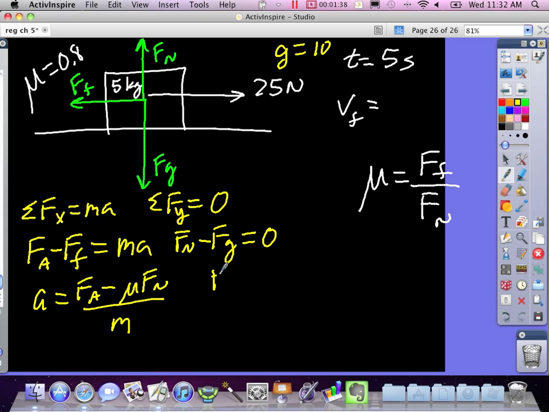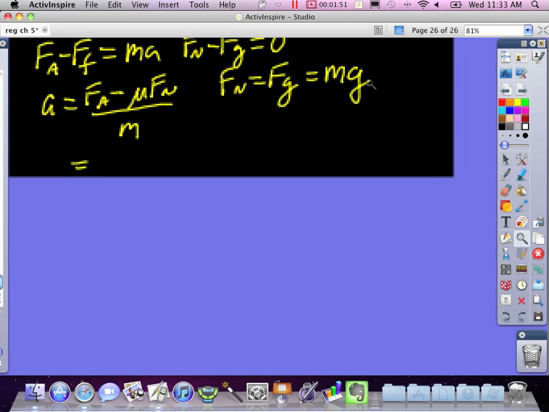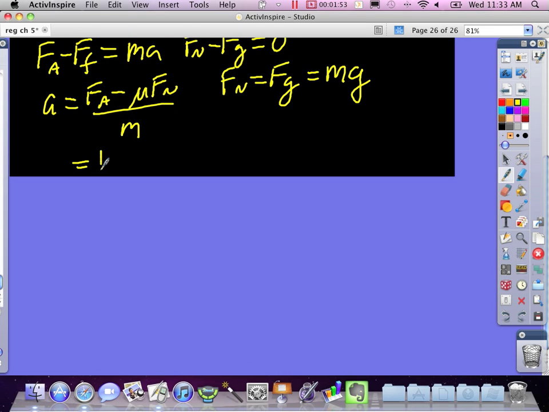And then up here, Fn is equal to Fg. And Fg is equal to mass times gravity. So then, in order for me not to squat down and do this problem, Fa minus mu, and remember, Fn is equal to that, so I can substitute mg over m.